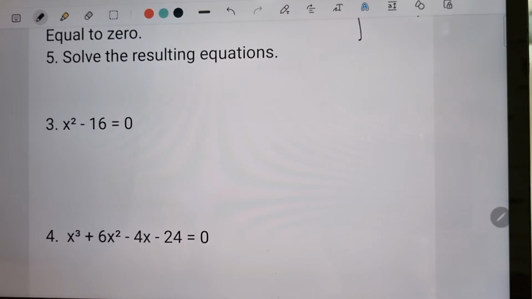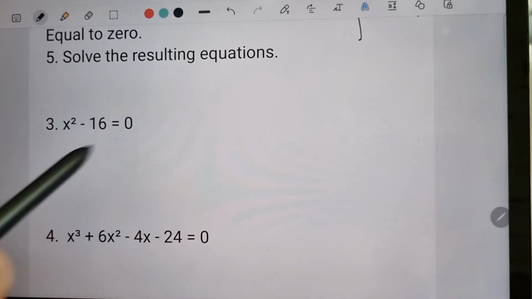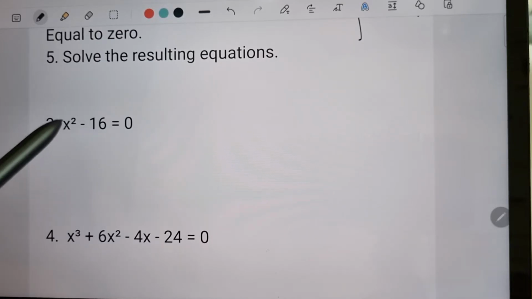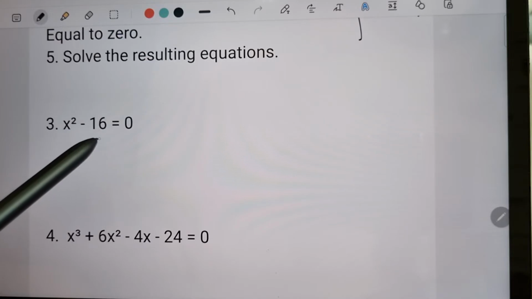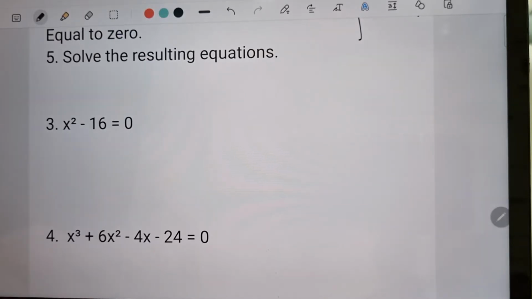But this quadratic polynomial, look at this one, is not in factored form, so we need to factor following the next steps. We know that this is already in standard form and this is equal to 0 already. So now we have here a perfect square. The first term is a perfect square, the second term is a perfect square. It means that we can apply the difference of two squares technique.